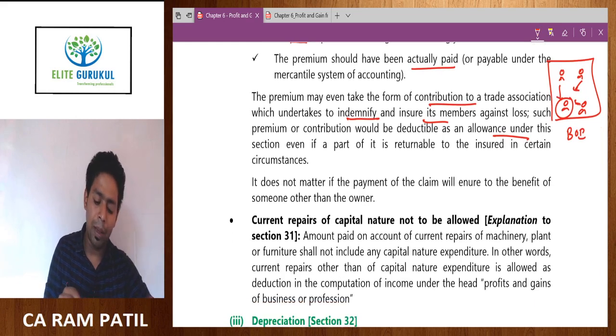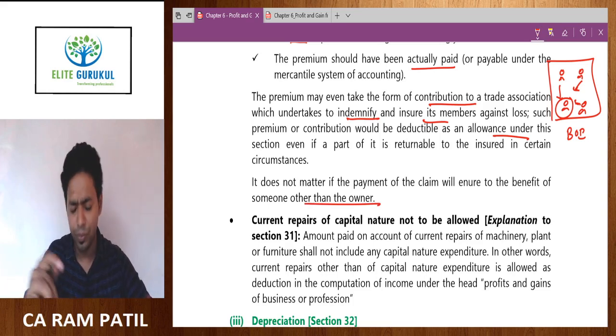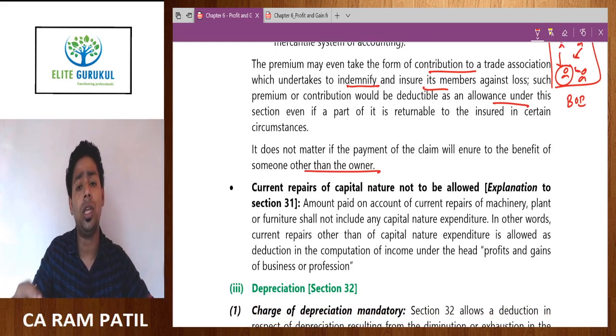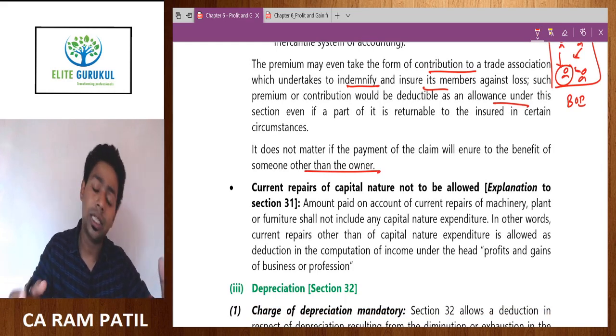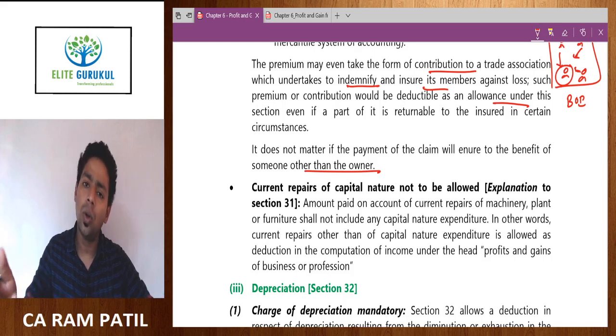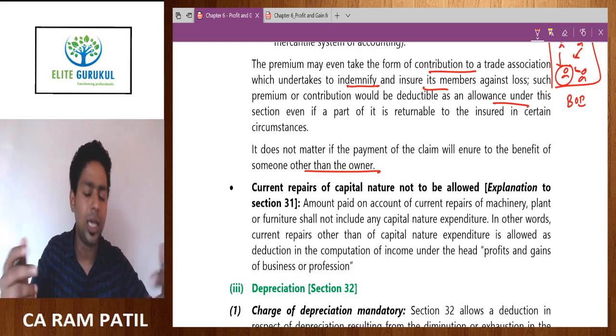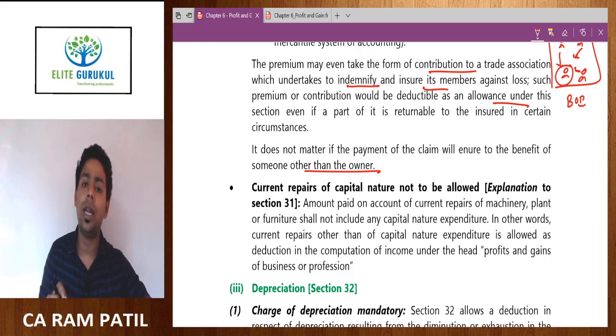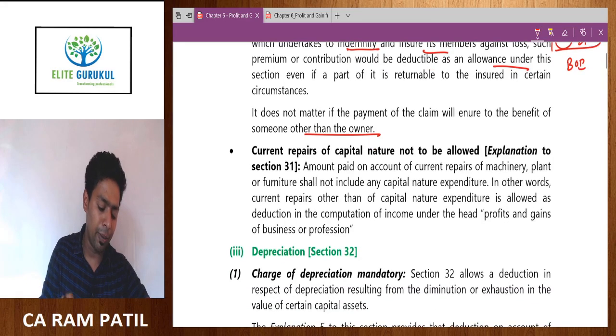It does not matter if the payment of the claim will enure to the benefit of someone other than the owner. So sometimes the benefit will be given to some other person. That doesn't make any difference, because even if you are not the legal owner of the asset, like it usually happens in a hire purchase transaction, you use the asset but ownership is still with the seller. So in case of some disaster, the seller may get the claim, but because you were using the asset for your business, you will get the deduction of the expenses incurred by you.